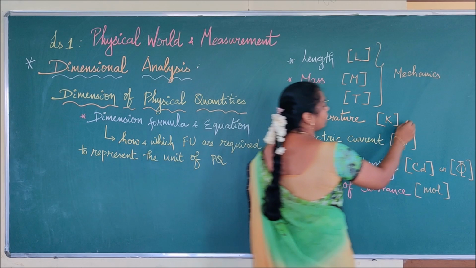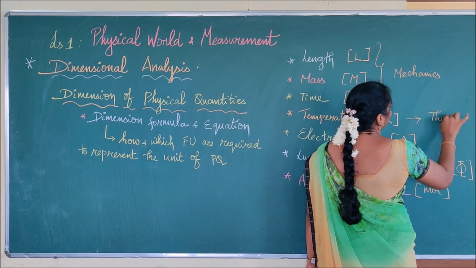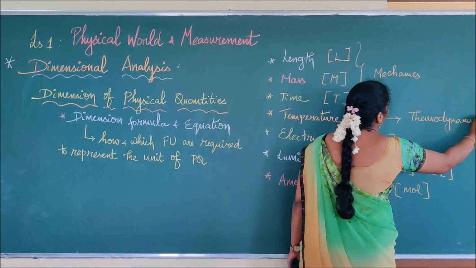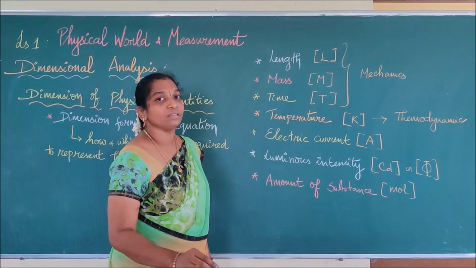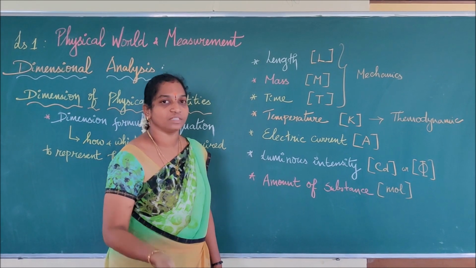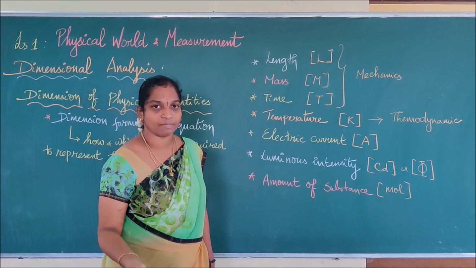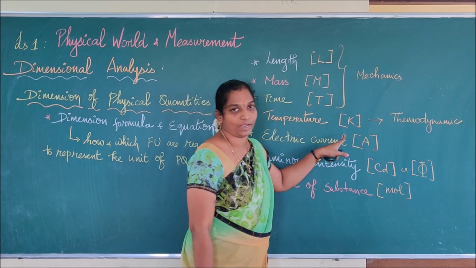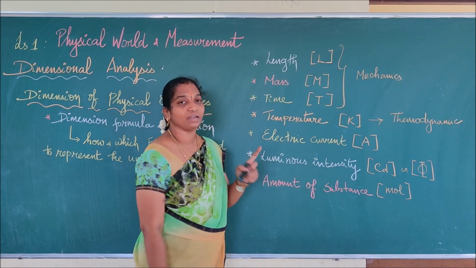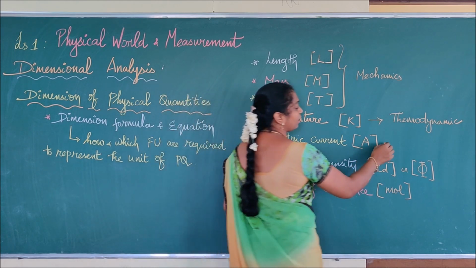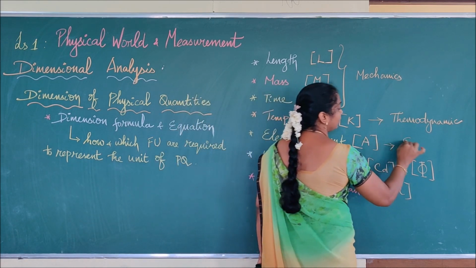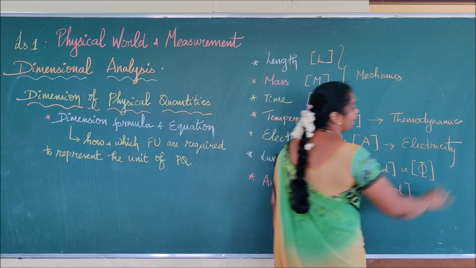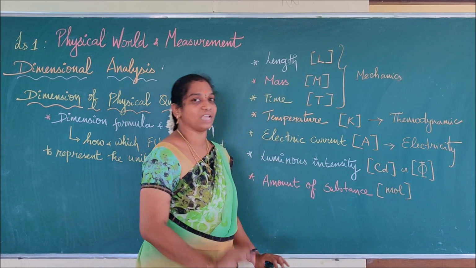And temperature. Temperature will come for what? So temperature we learn in the lessons called thermodynamics. Heat and thermodynamics is your 8th lesson, right? In thermodynamics, if you are using any physical quantities, the dimensional value will represent temperature as capital K inside a square bracket. Then electric current is ampere, you know that. The ampere symbol will come in the chapter of electricity that you will learn in your 12th standard.